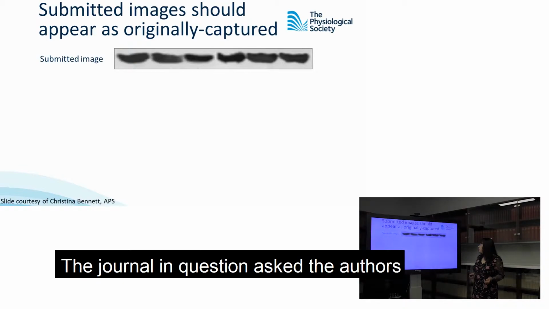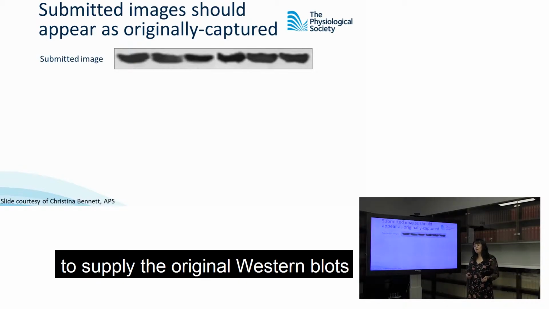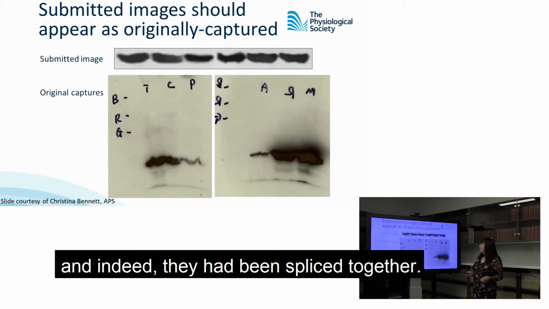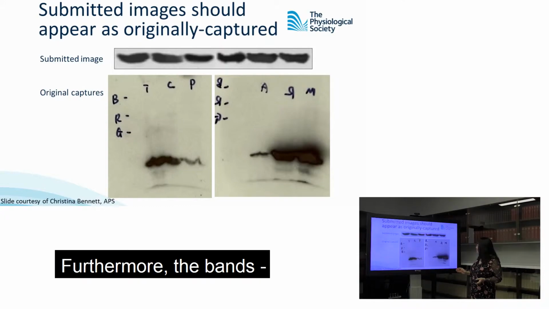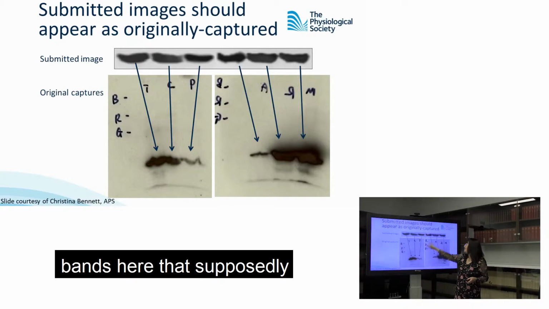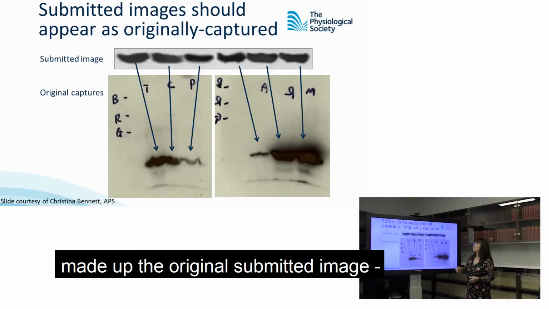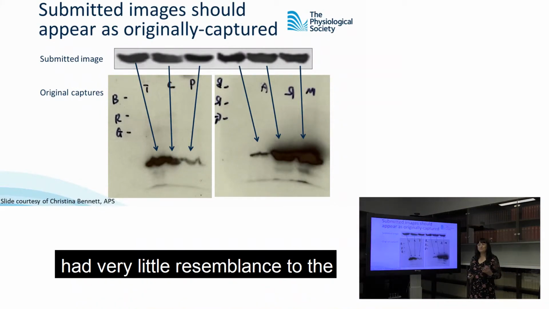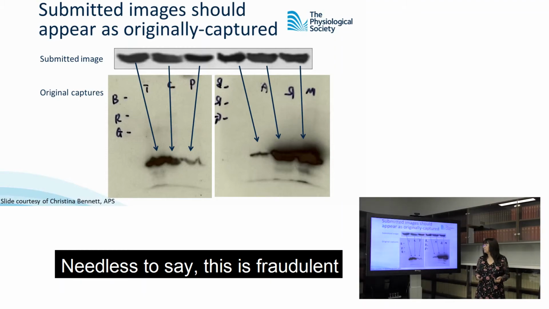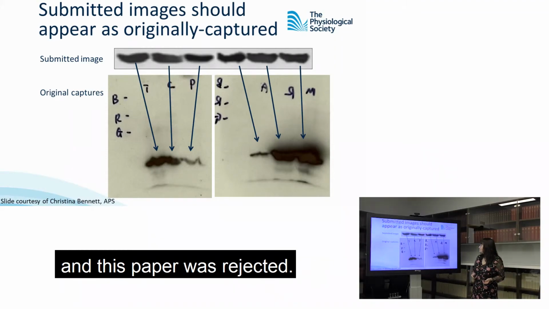So the journal in question asked the authors to supply the original Western blots from which this image was obtained. And indeed, they had been spliced together. Furthermore, the bands, and these are the original bands here that supposedly made up the original submitted image, had very little resemblance to the processed bands that were finally shown. And needless to say, this is fraudulent manipulation of a figure, and this paper was rejected.